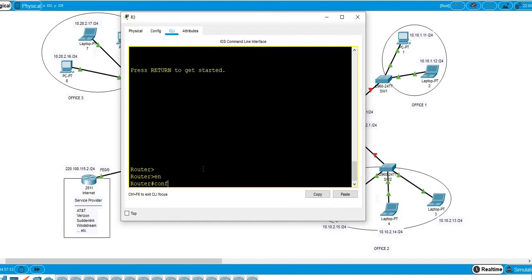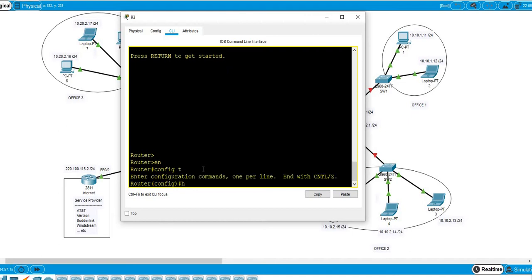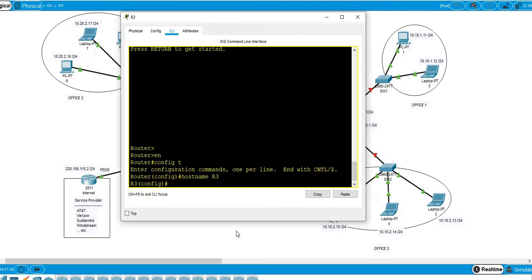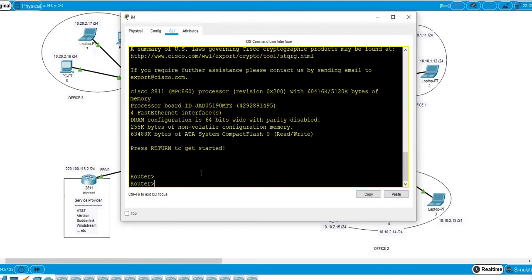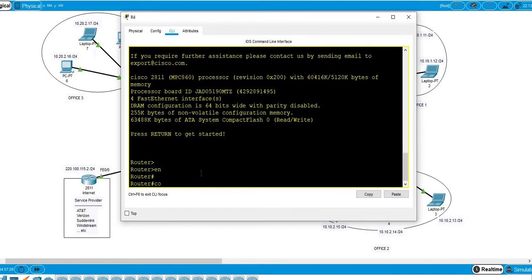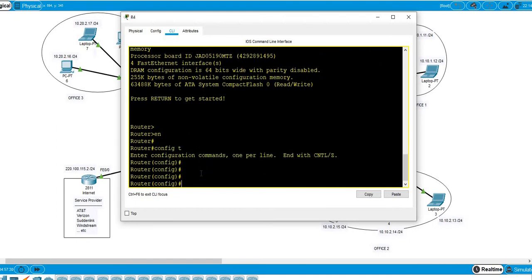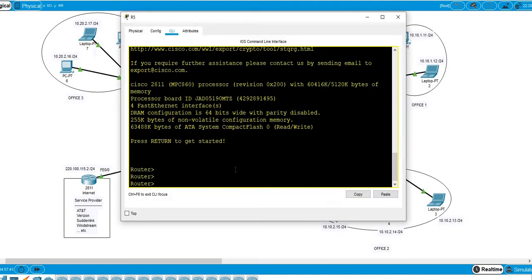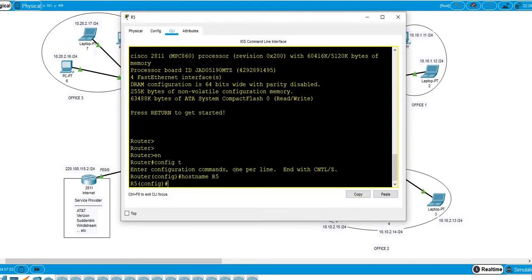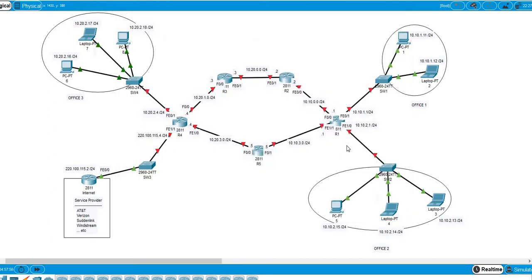Enable, config t, hostname R3. Same thing on R4. Enable, config t, hostname R4. Okay. And then R5. Good. We have the names configured on all these 5 routers.